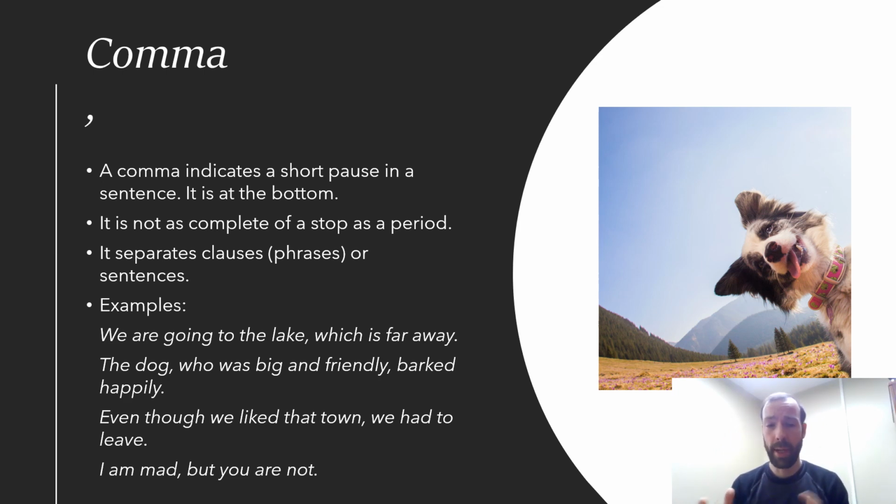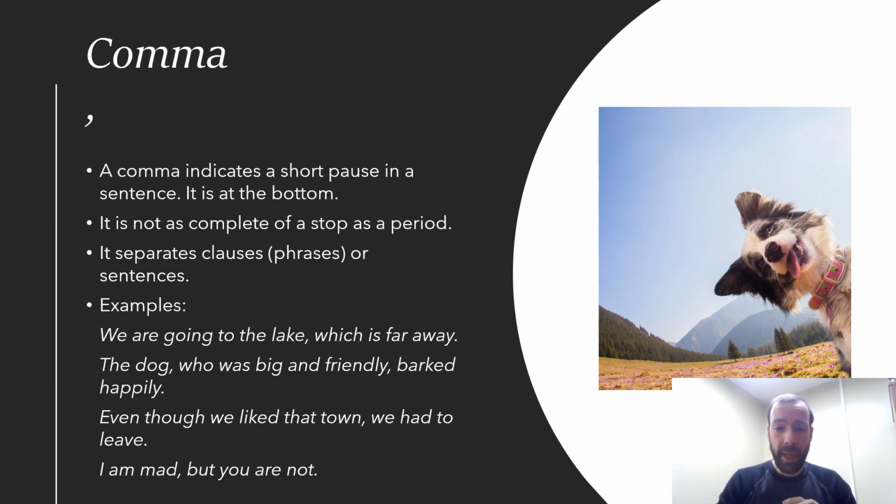And it's used to separate clauses or phrases from each other. It helps to keep our sentences organized and structured so all the words don't blur into each other. And sometimes it's used to separate sentences. We can use them to create compound sentences. But let's take a look at the clauses first. We are going to the lake, which is far away. Okay, which is far away is a descriptive clause, and we've used a comma to separate it from the rest of the sentence and keep it nice and organized. Okay.